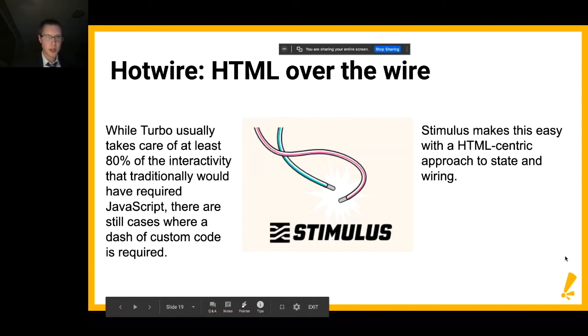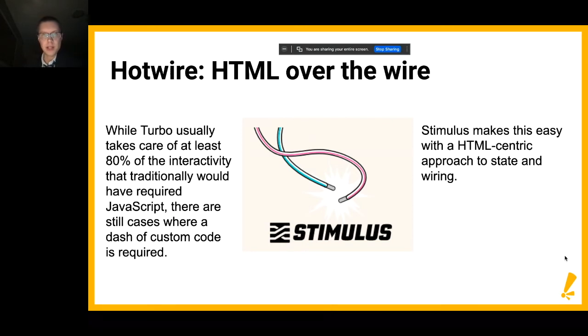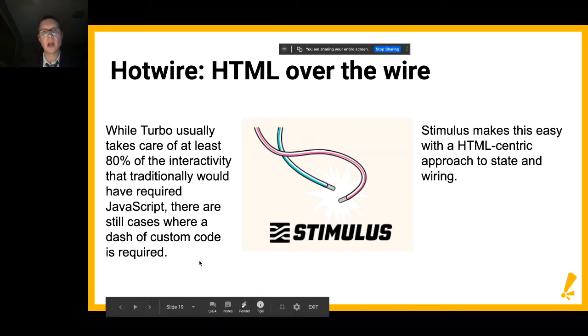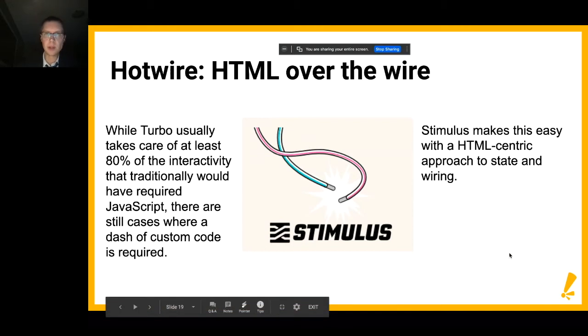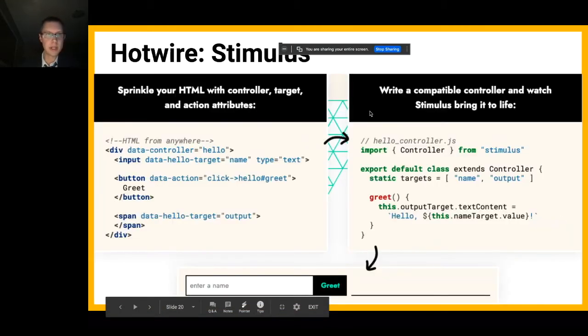So that is Turbo. The second component of Hotwire is Stimulus. Stimulus is a little bit older, but actually a very underrated JavaScript framework. It's really powerful. Turbo will do all this in place, partial rendering and page updating without much JavaScript, but every once in a while, you want to throw in your own little custom code, and Stimulus basically gives you the framework to do this.